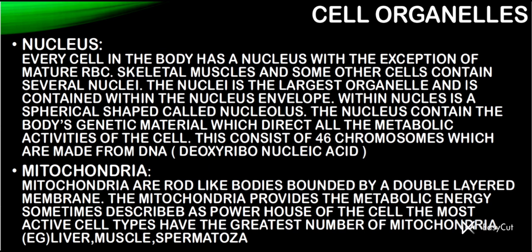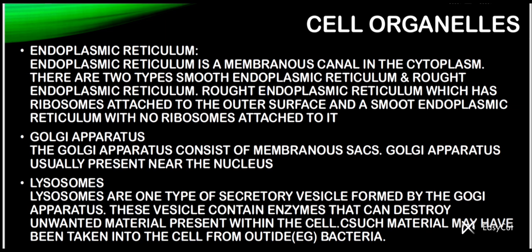The next thing is mitochondria. The mitochondria is called the powerhouse of the cell. This is a rod-like structure with a double layer. All cells have mitochondria. In certain cells that need more energy, there is a greater number of mitochondria. For example, liver, muscle and sperm contain more mitochondria.